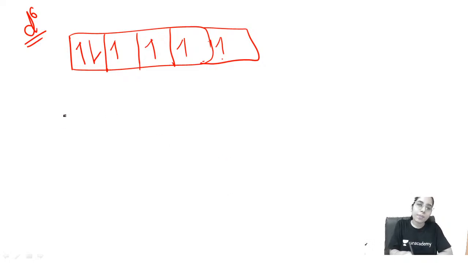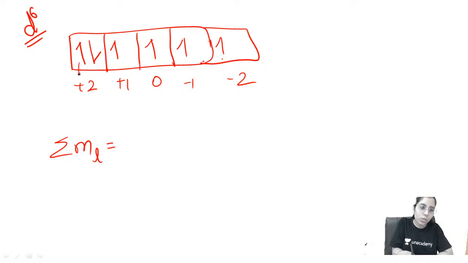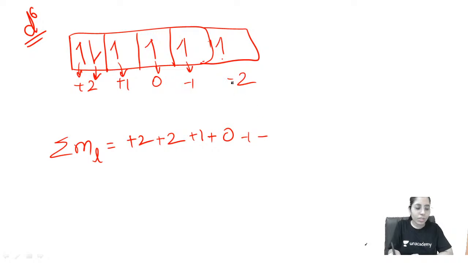What is the summation of ml value? Because you know plus 2, plus 1, 0, minus 1, minus 2. What will be the summation of ml? For each electron you need to write. For this one, it's plus 2. For this one, it's plus 2. For the previous one, it's plus 1. For this one, it's 0. Next, for this one, it's minus 1. For this one, it's minus 2. Then simplify. Cancel, cancel. You are just going to get 2. Done. 2 means what? D.